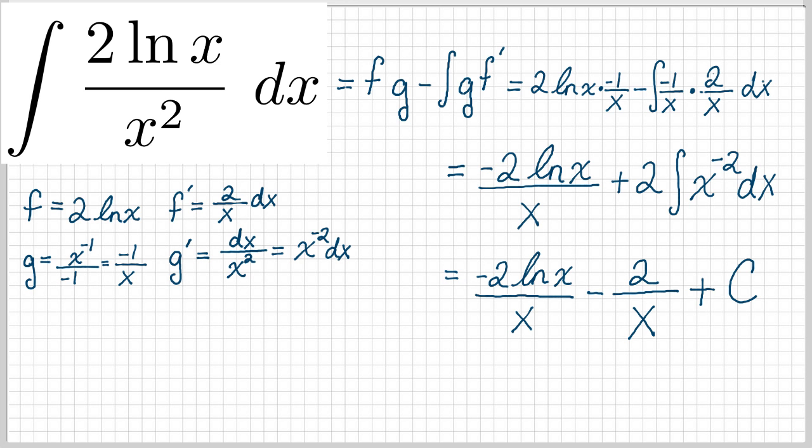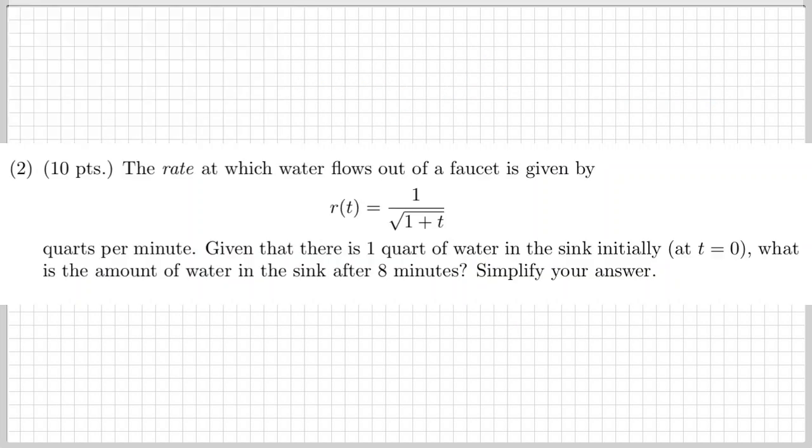All right, so I'm going to move on. And this next one is Professor Leopold's, but I stole it from her. R of t, lowercase r, is the rate that water is flowing out of a faucet. And it's in the units quarts per minute.